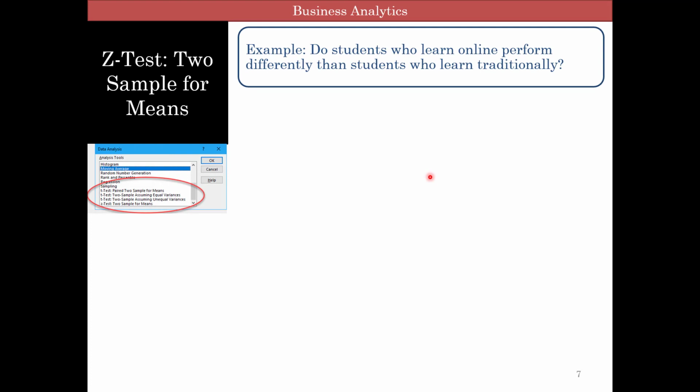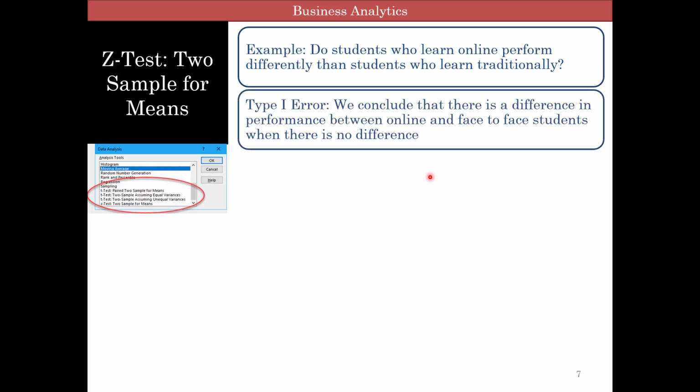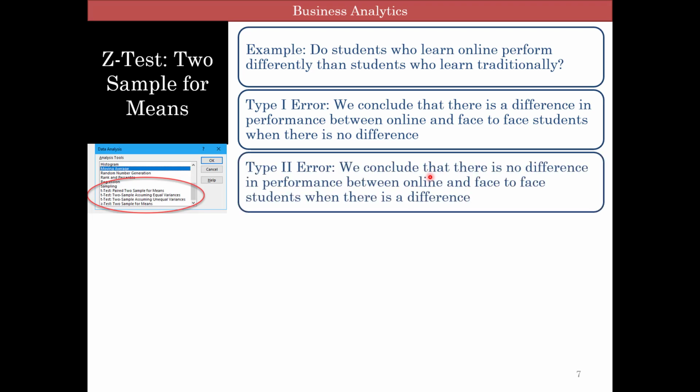So make sure that you always have your hypothesis and null hypothesis stated for any test. It needs to be stated right there. Then you should state your type 1 and type 2 error. So type 1 is we conclude there is a difference in performance between online and face-to-face students when there is actually no difference. Type 2 error is we conclude there is no difference in performance between online and face-to-face students when there actually is a difference.